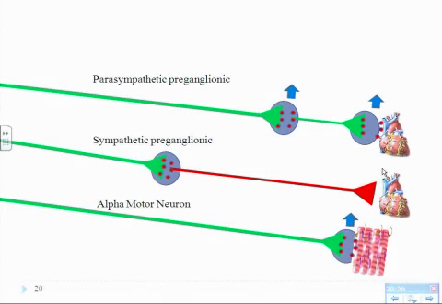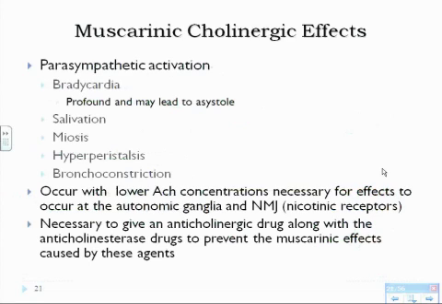So let's say what happens in this situation. What happens if you start increasing your acetylcholine at your parasympathetic sites? You can get what's called muscarinic cholinergic effects. Okay? The parasympathetic activation will cause severe bradycardia. It's so profound that it causes asystole. Okay? And it's very difficult to reverse.